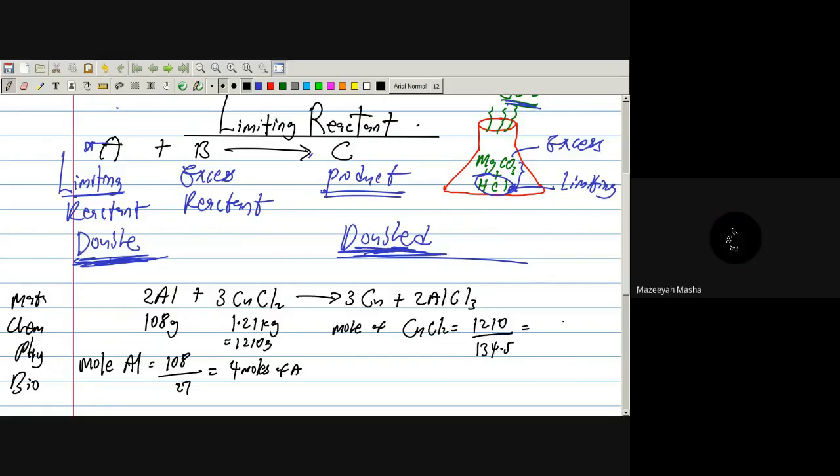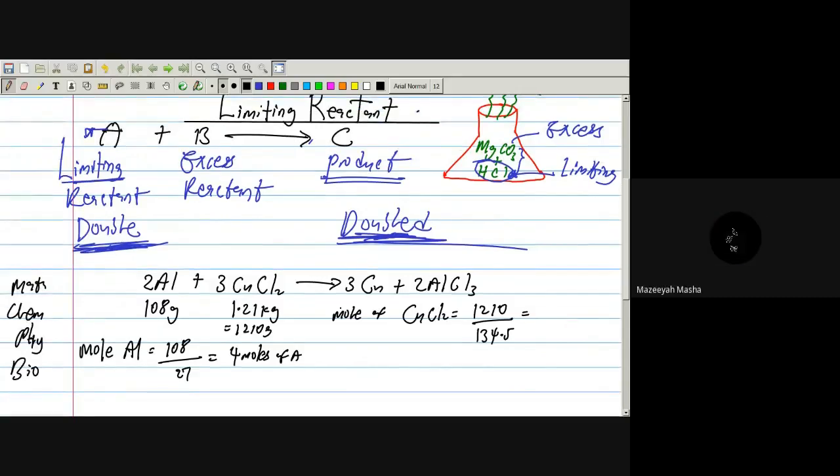Let me get the calculator. What would that give you? 1210 divided by 134.5. That is long, just give me some decimal places. What do you have? About 9 point something, right? It is 8.99. Okay, approximately we have 9 moles, right? Good. Approximately we have 9 moles.